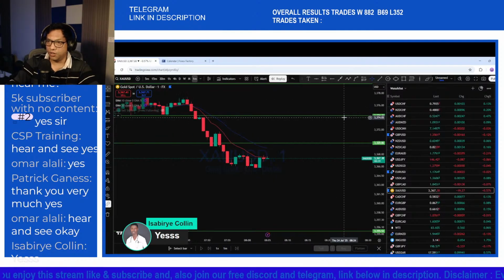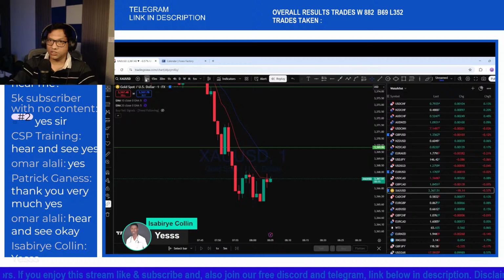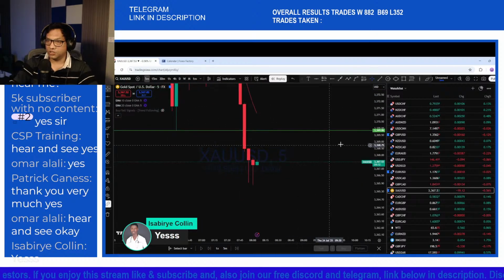That pullback could be on the 1 minute, to see that it's going up to hit any of this resistance, or in this 5 minutes time frame.